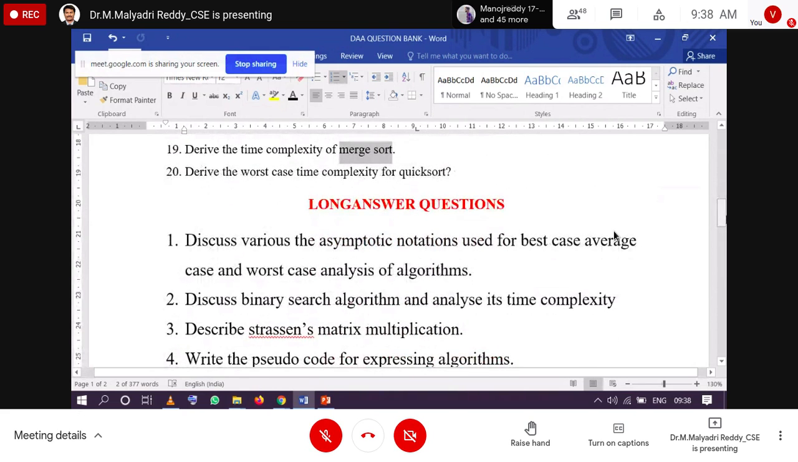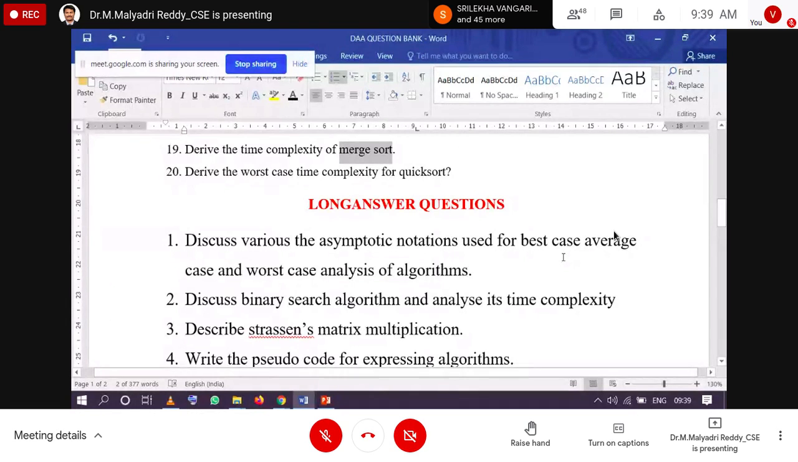Coming to the large questions: discuss the various asymptotic notations used for the best case, average case, and worst case of an algorithm. Just to explain, the asymptotic notations are big O notation, omega notation, theta notation, little o notation, little omega notation, with respect to best case and so on. Big O notation represents the worst case. Theta notation represents the average case. Big omega represents the best case, lower boundaries. Little omega notation gives the lower boundaries. Upper boundaries is the little o notation, like this.